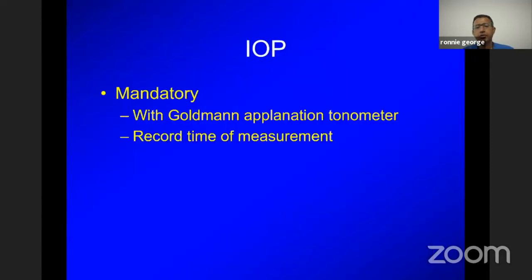When you're looking at an intraocular pressure measurement, it's mandatory that you measure the intraocular pressure in every patient with suspected glaucoma. And ideally, measure it with Goldmann applanation tonometry. Record the time of measurement, because that is important. And what is really good is if you can measure it twice or thrice and put down all those readings there, because that will give you an idea as to how reliable your pressure reading is.